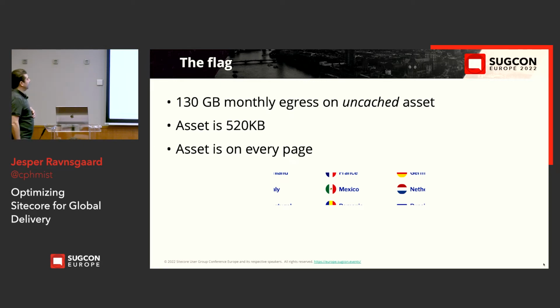Okay, here's another example. In the customer, we saw 130 gigabytes of egress from something that was uncached. And turns out it's the Mexican flag. This country selector, language selector that's on every single page, this little bit of tiny icon took up 500K, and it was on every single page, uncached.